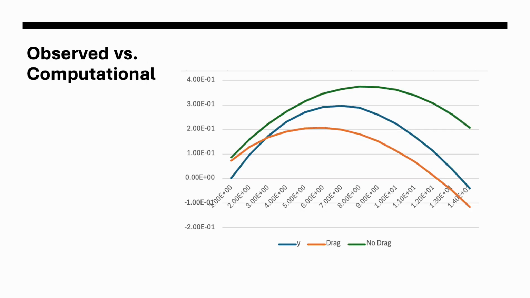Here are the final results that we collected from the observed trajectory and the results collected from the two computational models on GlowScript. As you can see, the drag curve underestimated the position of the ball, while the no drag curve overestimated the position of the ball when compared to the actual observed position.